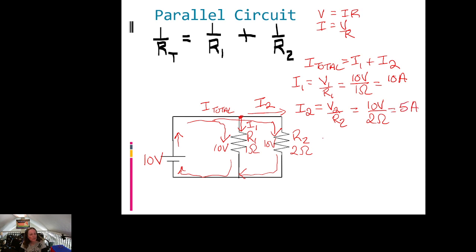Okay, so what is your total current? It's going to be current 1 plus current 2, which will equal 10 amps plus 5 amps, which equals 15 amps. Okay, so that's your current total. You have 10 amps of it will go through resistor 1 and 5 amps of it would go through resistor 2. Okay, so we can also calculate the current total in a totally different way.